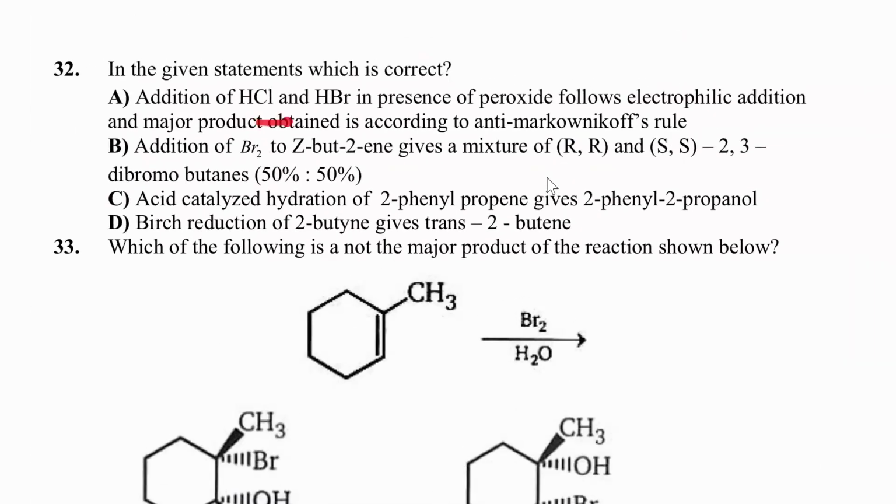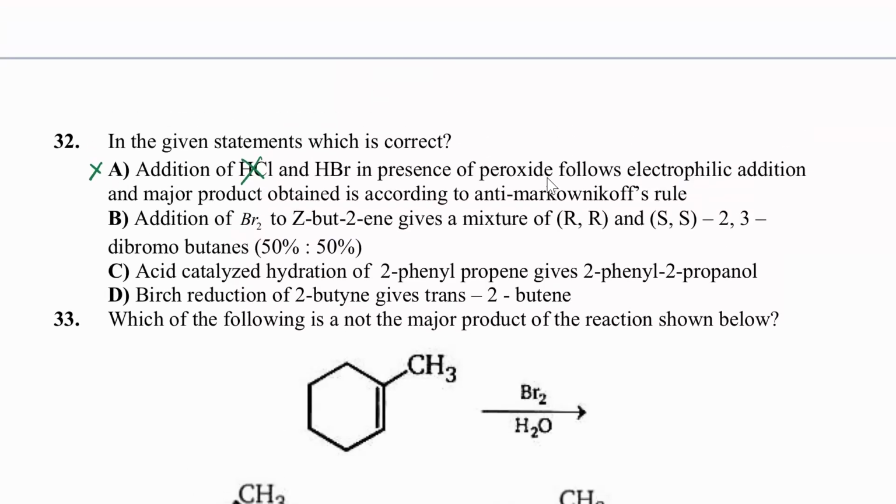Addition of HCl, HBr in the presence of peroxide, and the major product obtained is anti-Markovnikov. We know that addition of only HBr works, HCl does not work. So A is incorrect. Okay. Next, addition of Br2 to Z-but-2-ene gives RR and SS dibromobutanes.